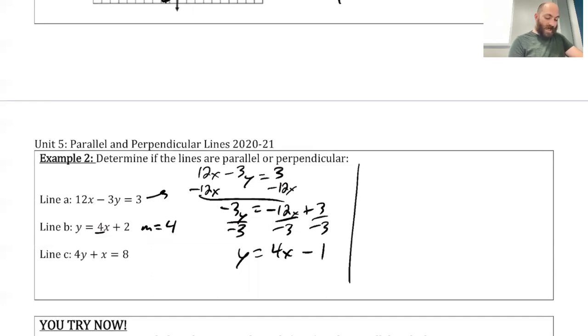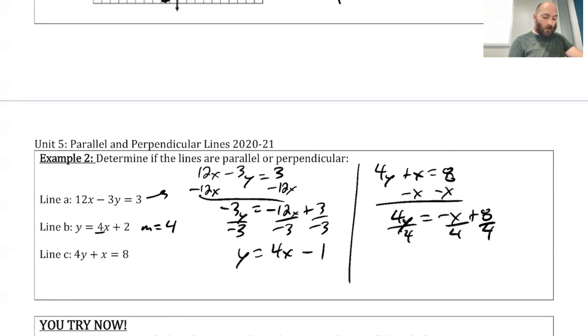Okay, and for line C, I'm going to do the same thing, but I'm going to do it over here, so that I can say that, let's see, 4y plus x equals 8. We're going to subtract x from both sides. So 4y is equal to negative x plus 8. Divide everything by 4. And that's negative x divided by 4, which is the same as negative 1/4 x. And I'll add 2.